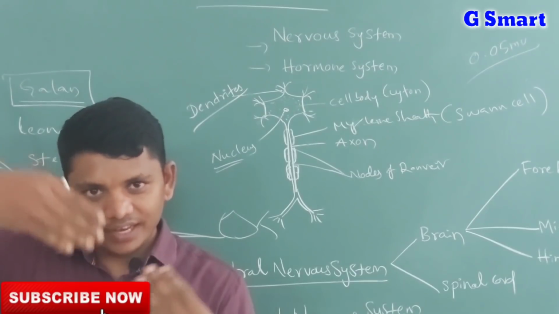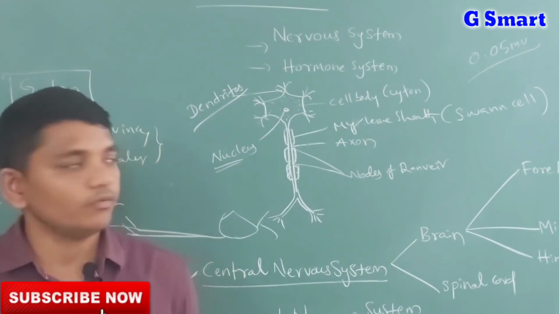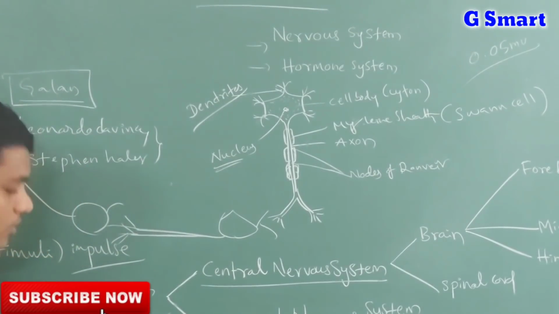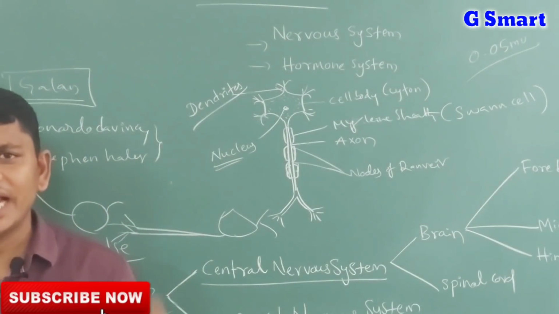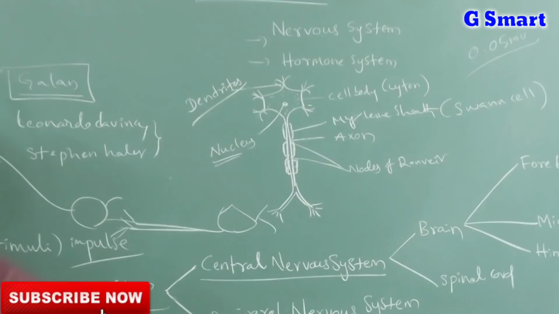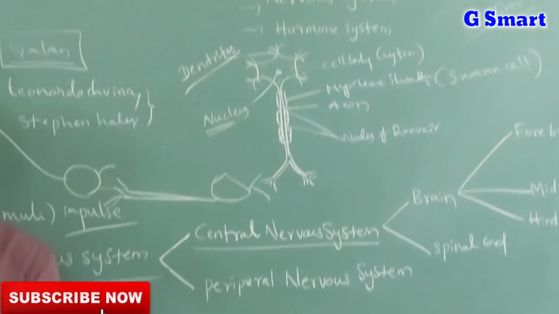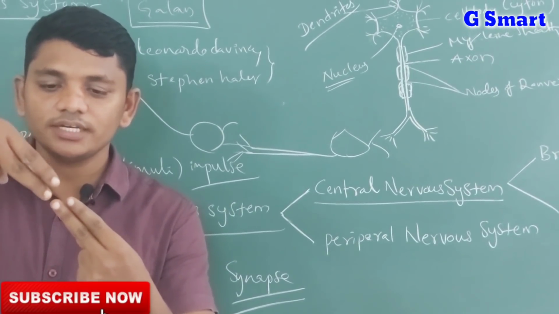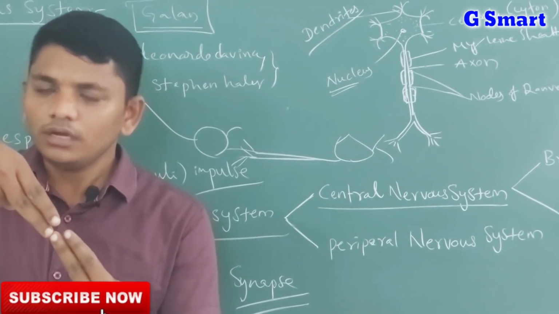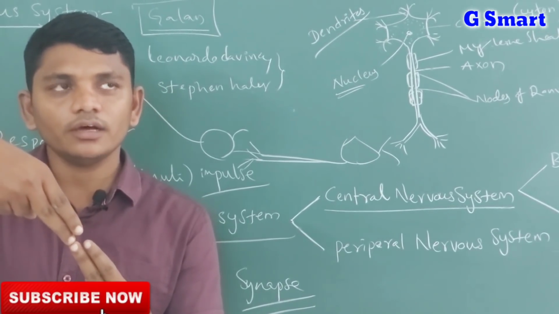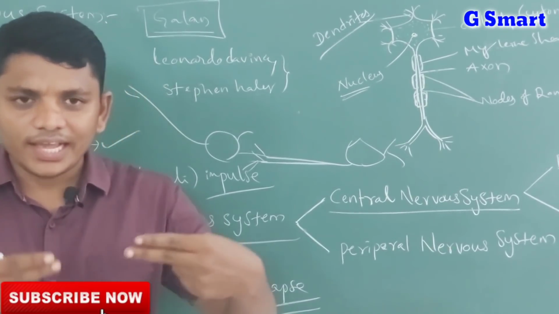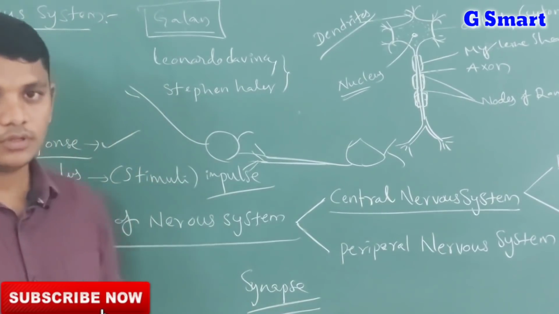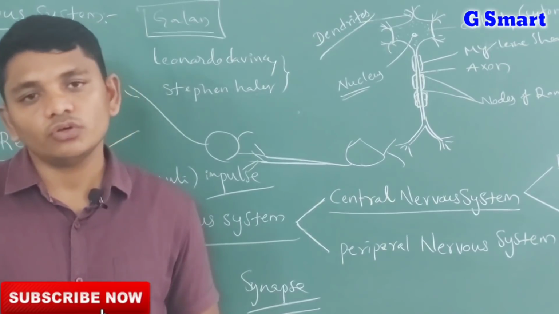Next, the connections between the two nerve cells are called synapse. What is that? Synapse. This is an active area in between the two nerve cells. So, what is synapse? The reaction center for two nerve cells. And we can say it in another way: the connection between two nerve cells is called synapse. The connection between two nerve cells is also synapse.